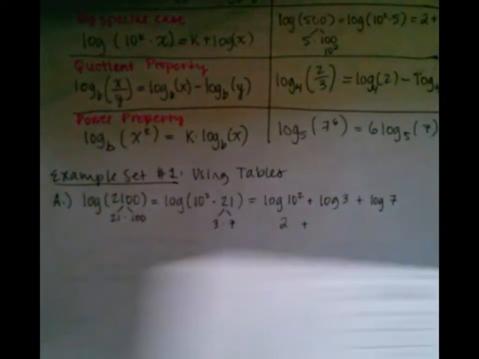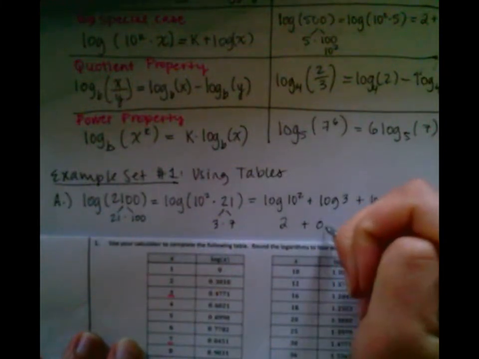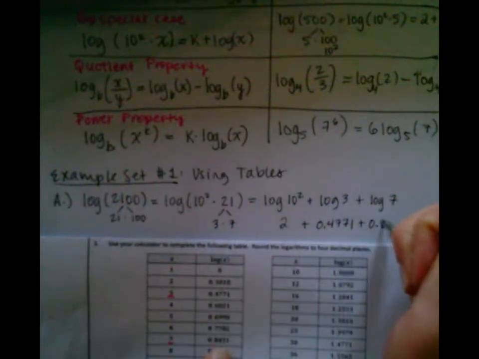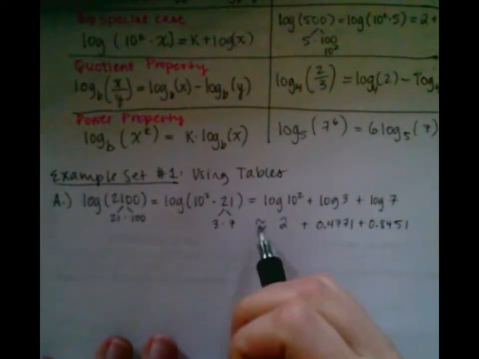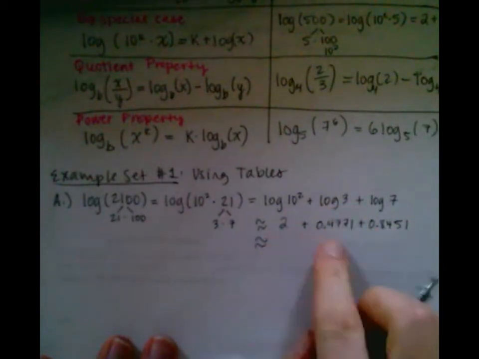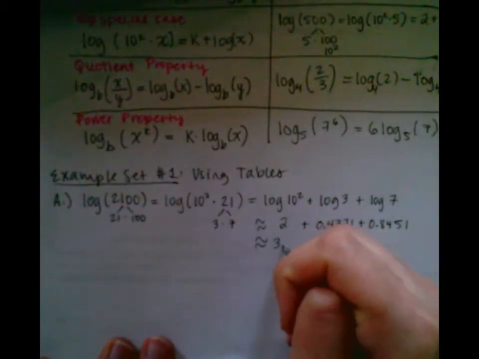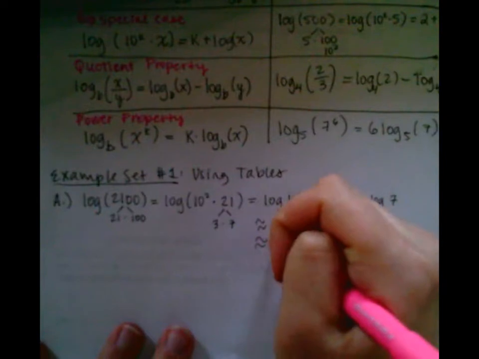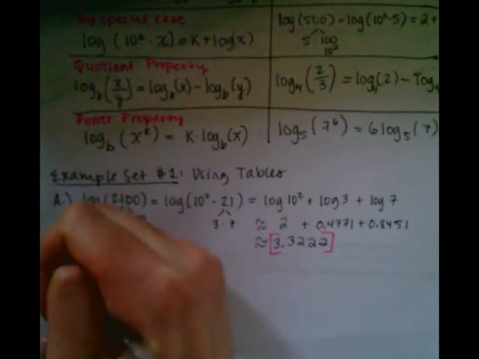Plus, I would look at my table to get the value for log 3, and we see that it is 0.4771, and then log 7 would be 0.8451. At this point, I'm using the squiggly equal sign because these are both approximations. From here, I would just type this into my calculator to get the sum of them. This should come out to be 3.3222, and that would be my answer. So there are problems like this in your homework. Okay, so next up, let's look at another example.